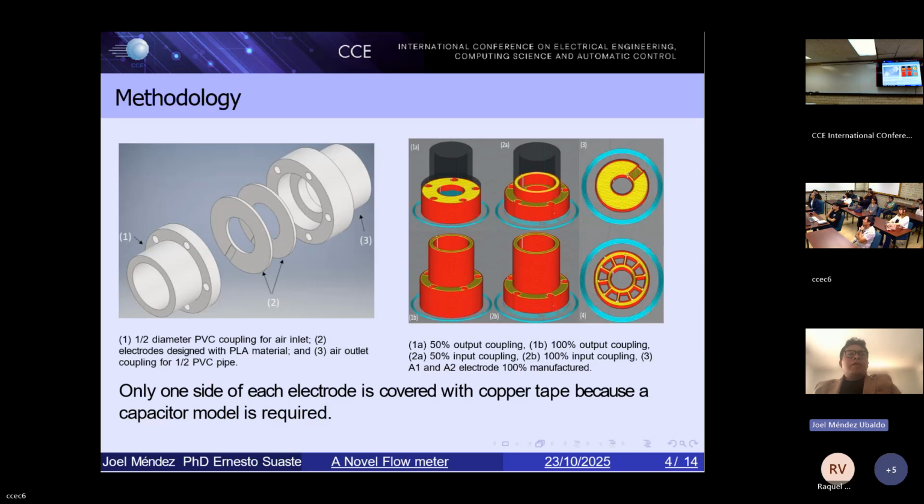Well, about the methodology, it includes fabrication of these components in a 3D printer. You can see the first one in the picture on the left: a half-inch diameter PVC coupling for air inlet. The second component is the electrode design with PLA material. And the third is an air outlet coupling for a half-inch PVC pipe. In the picture on the right, you can see the fabrication of these components.